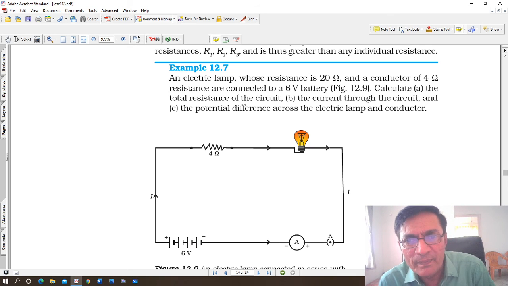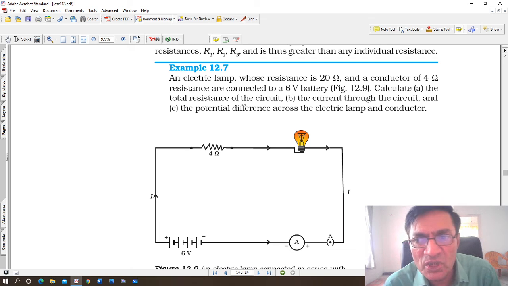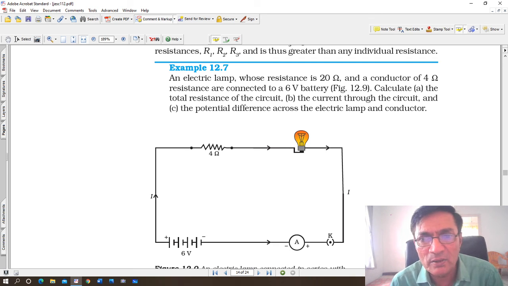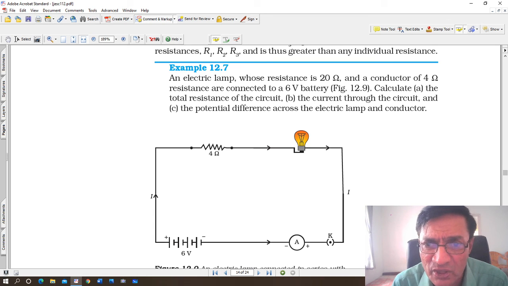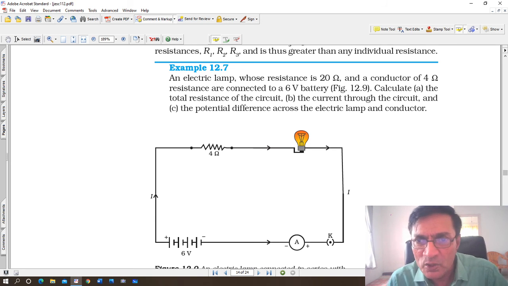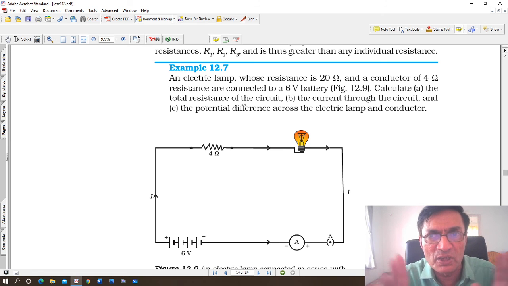Now it says an electric lamp whose resistance is 20 ohms and a conductor of 4 ohm resistance are connected to a 6 volt battery. Calculate the total resistance. Because they are connected in series, the equivalent resistance of the circuit R is equal to R1 plus R2, 20 plus 4. So 24 ohms will be the resistance of the circuit.